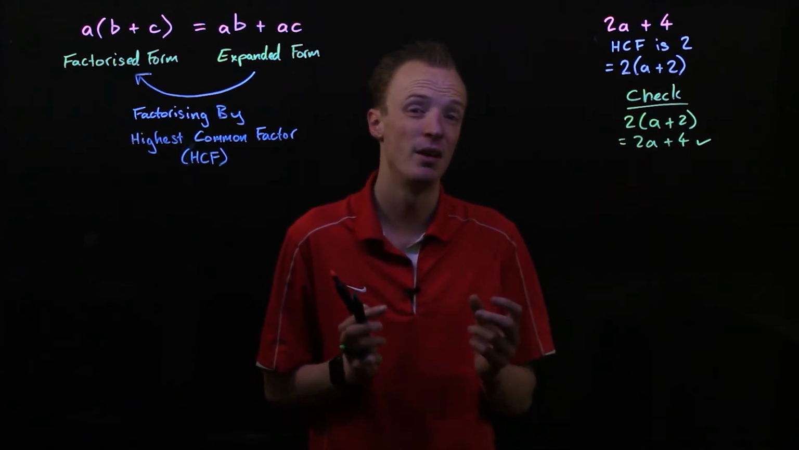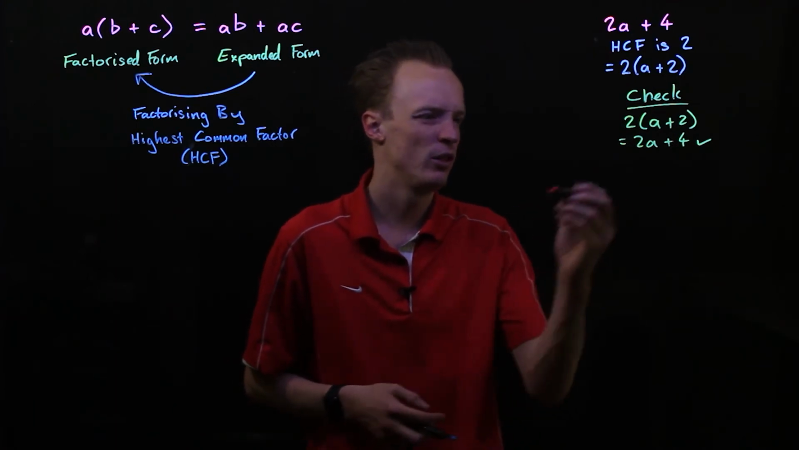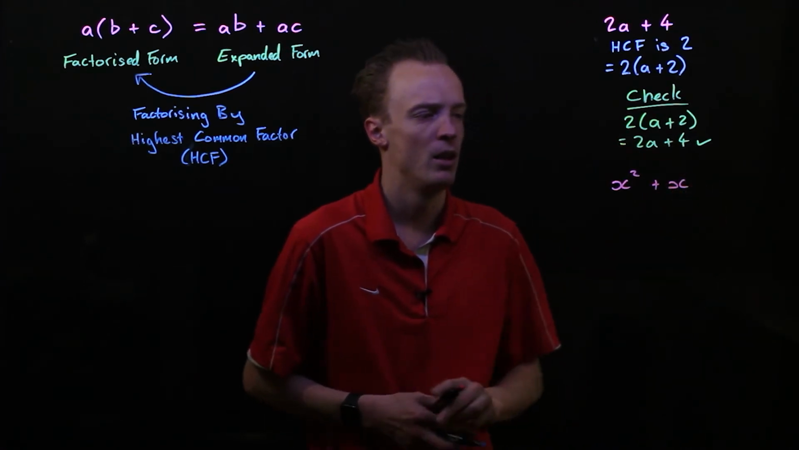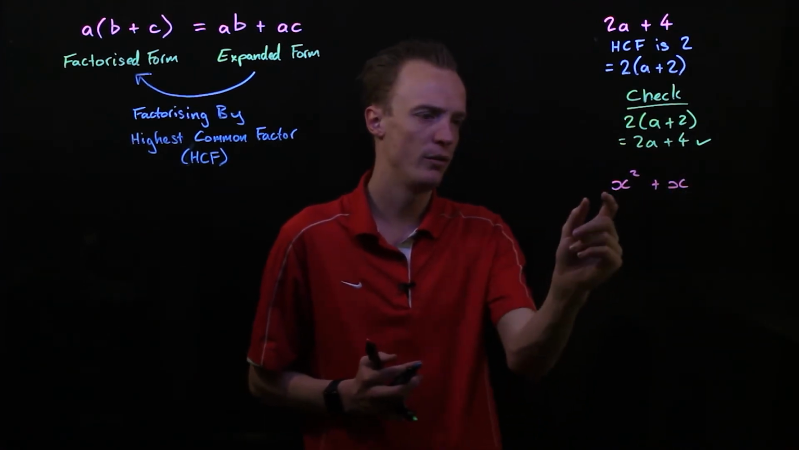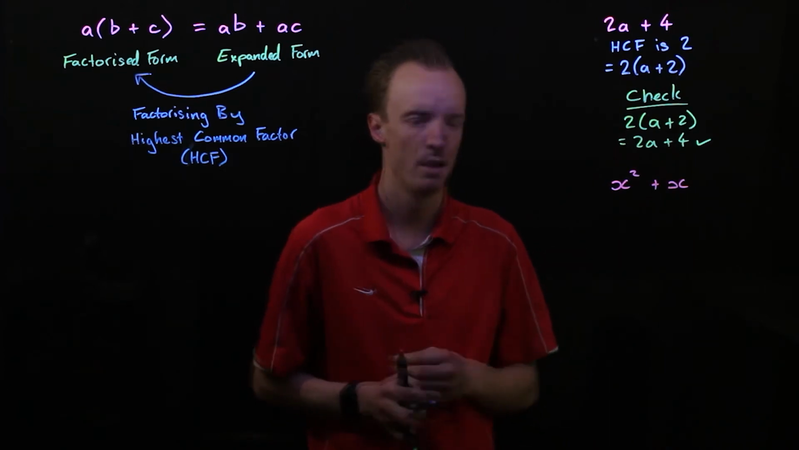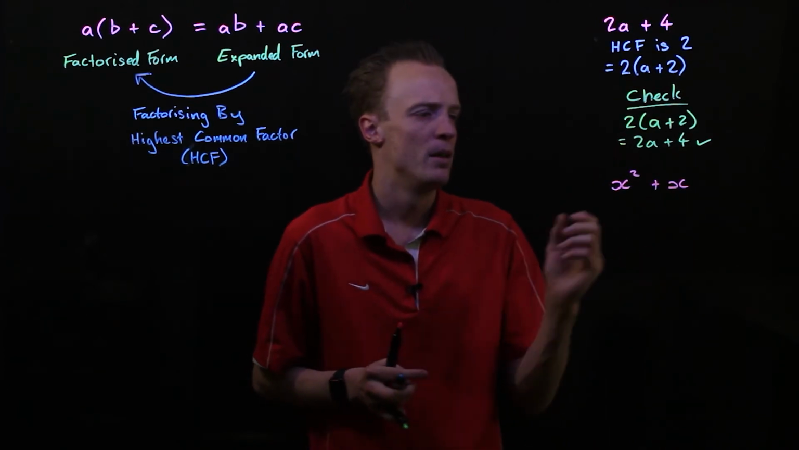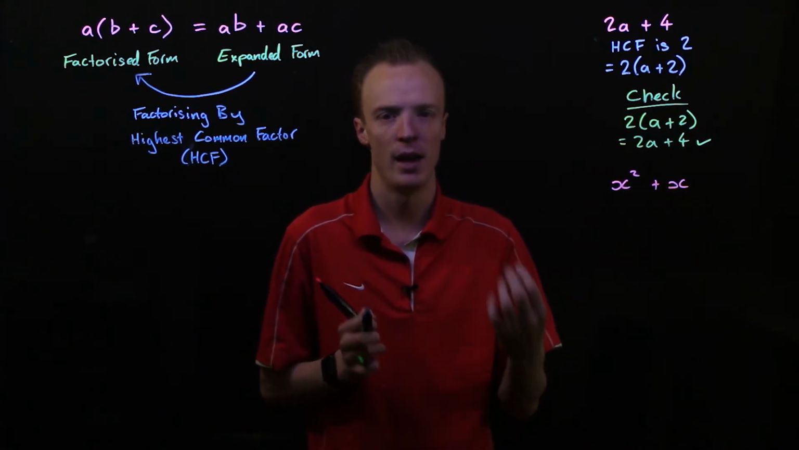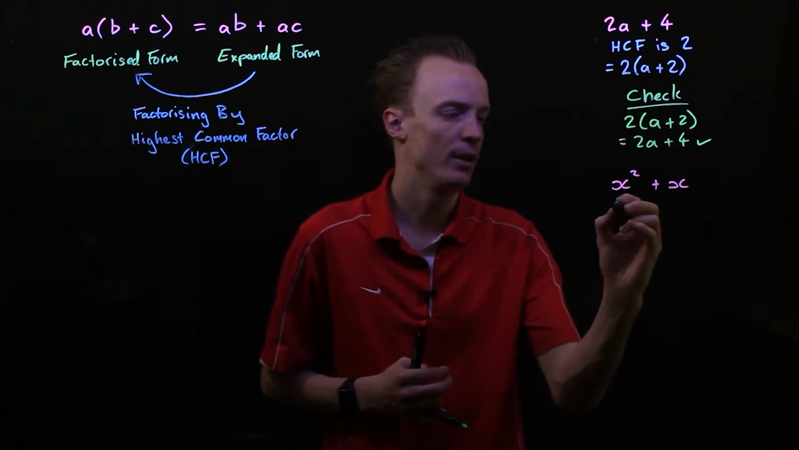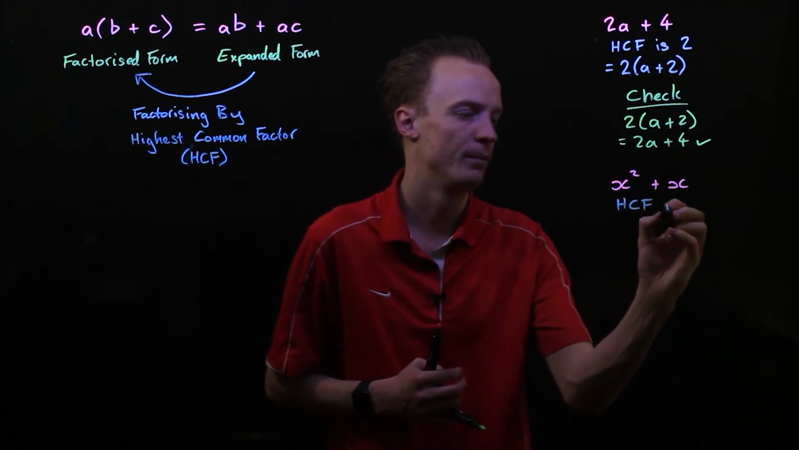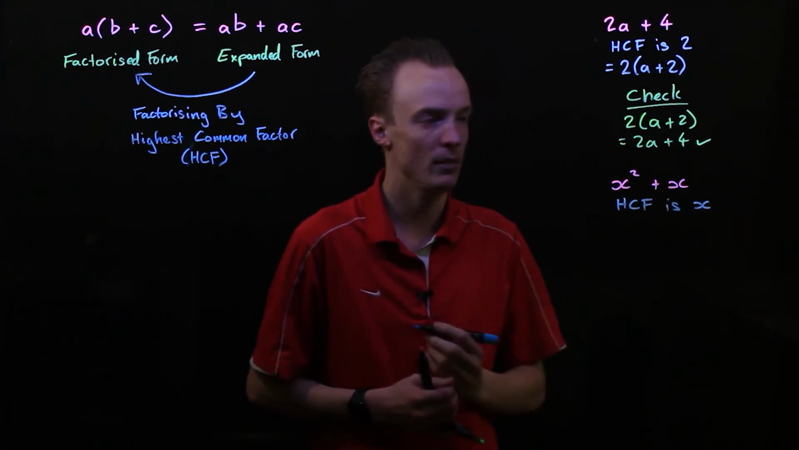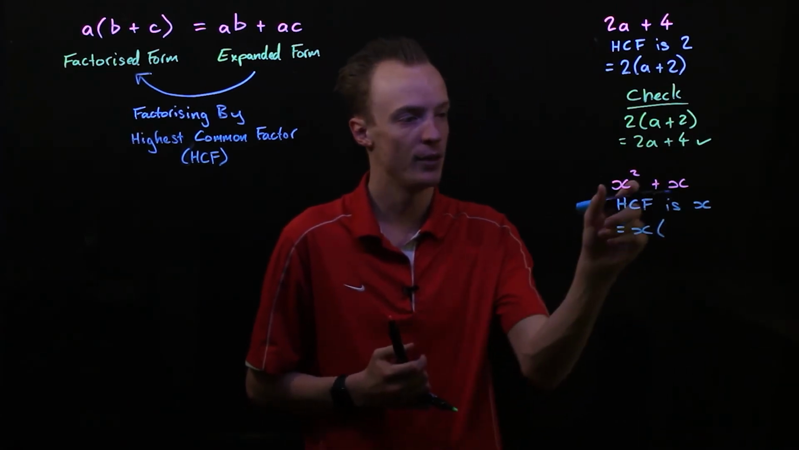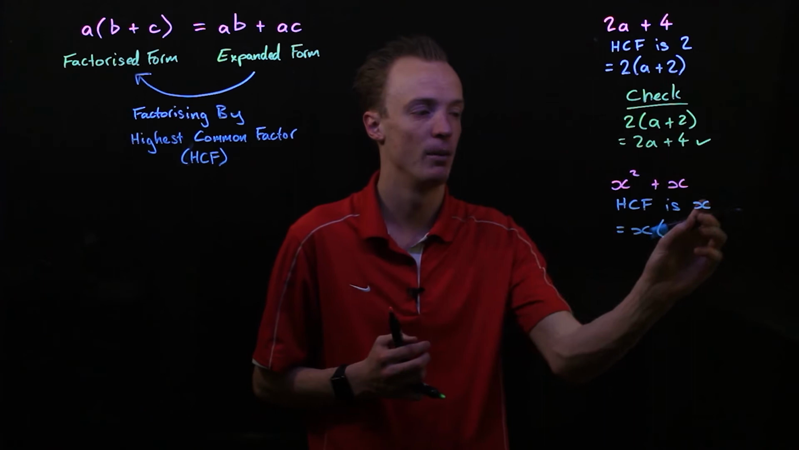Now, common factors aren't always just numbers. I want you to consider this one. What if I had x squared plus x? Well, in this case, the coefficient of both terms is 1, but we're not going to be dividing by that. What we can see common between both of these is the value of x. So we can say we've got a highest common factor of x. We follow the same process by putting the x at the front, opening up a bracket, and dividing each individual term by our highest common factor.